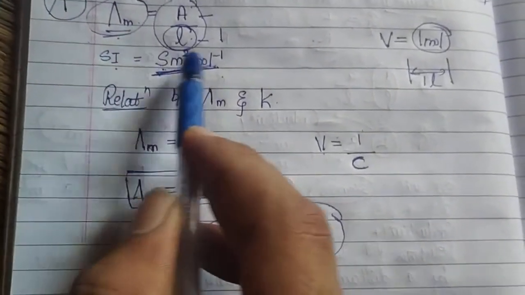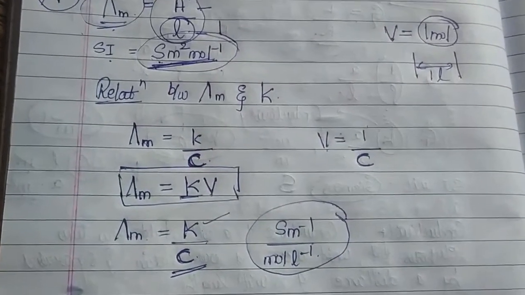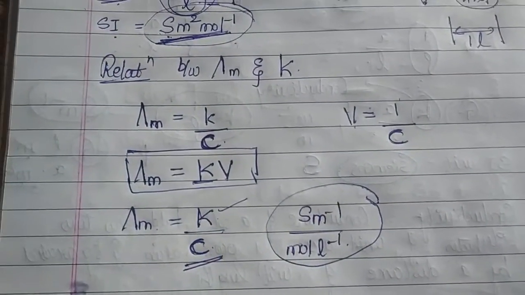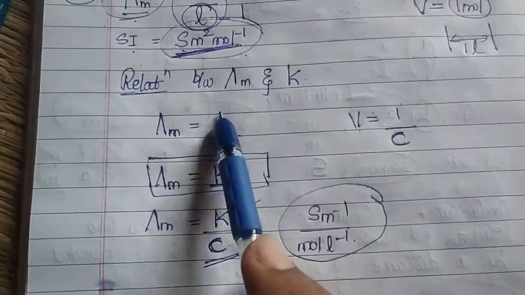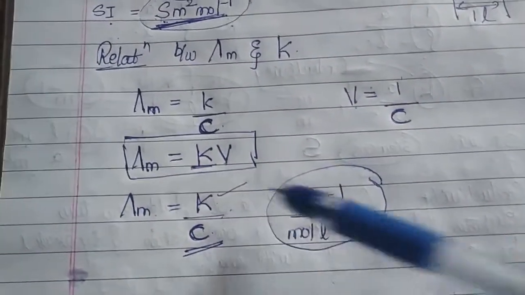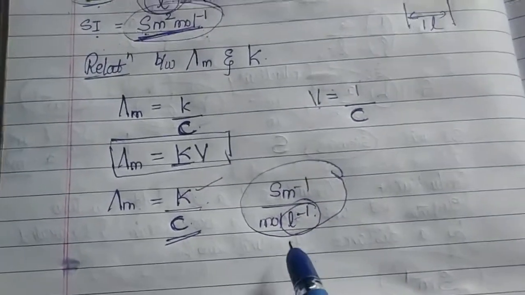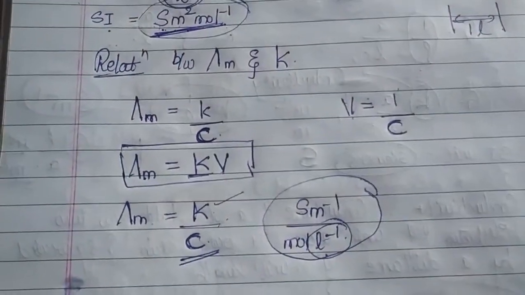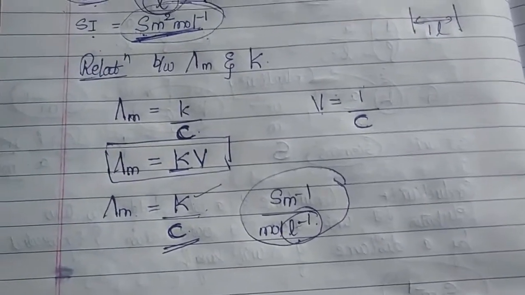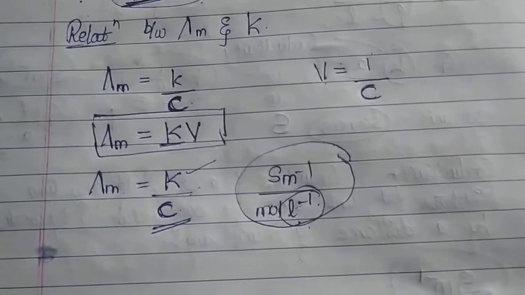So when I take this overall unit, is it matching with the SI unit? Of course not. Because here nowhere do you find the concept of liter. In the SI unit we have just Siemens, meter and mole. But when we check the relationship between lambda m and K, we notice it has the concept of liter. So what do you have to do now? You have to convert the liter either to meter or to centimeter. For example, if I want to convert it to centimeter, I have to convert my liter to centimeter.